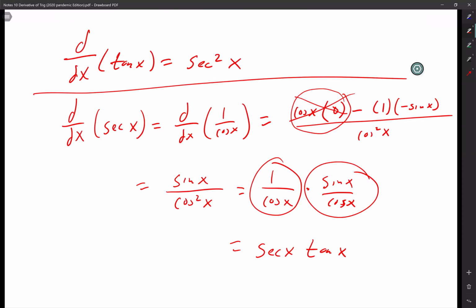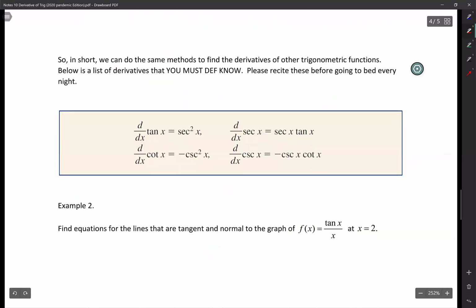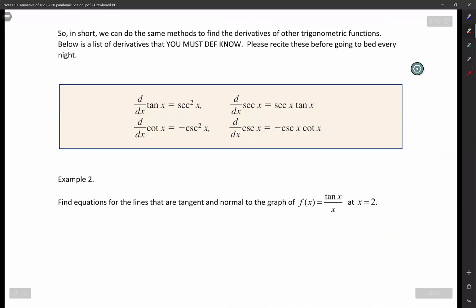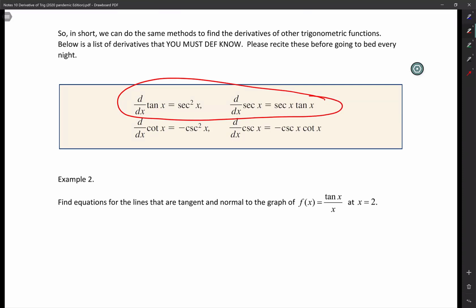Are you going to be doing this over and over again to get the derivative of secant x? No. All right, there's an easy way to remember. The only two you have to remember are these two. What's the derivative of tan? What's the derivative of secant x? Yes, the derivative of secant x is the one that has secant x itself.